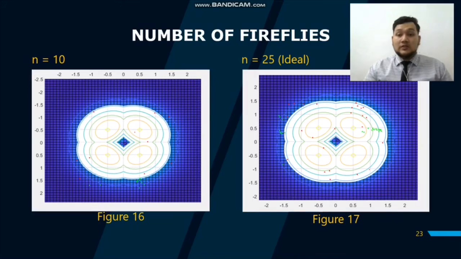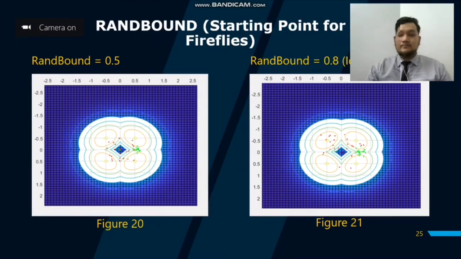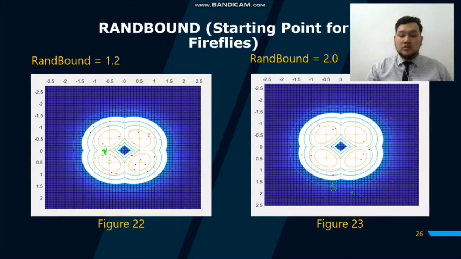N is equal to 25, we can see how the firefly moves from one place to another. Second, I will change the value of the when bound. The when bound is the starting point for the firefly to move. In this section, we must set the value of the when bound to a random value because we don't know the exact value for the starting point of the firefly. Therefore, I will try setting the when bound to 0.5, 0.8, 1.2 and 2.0.